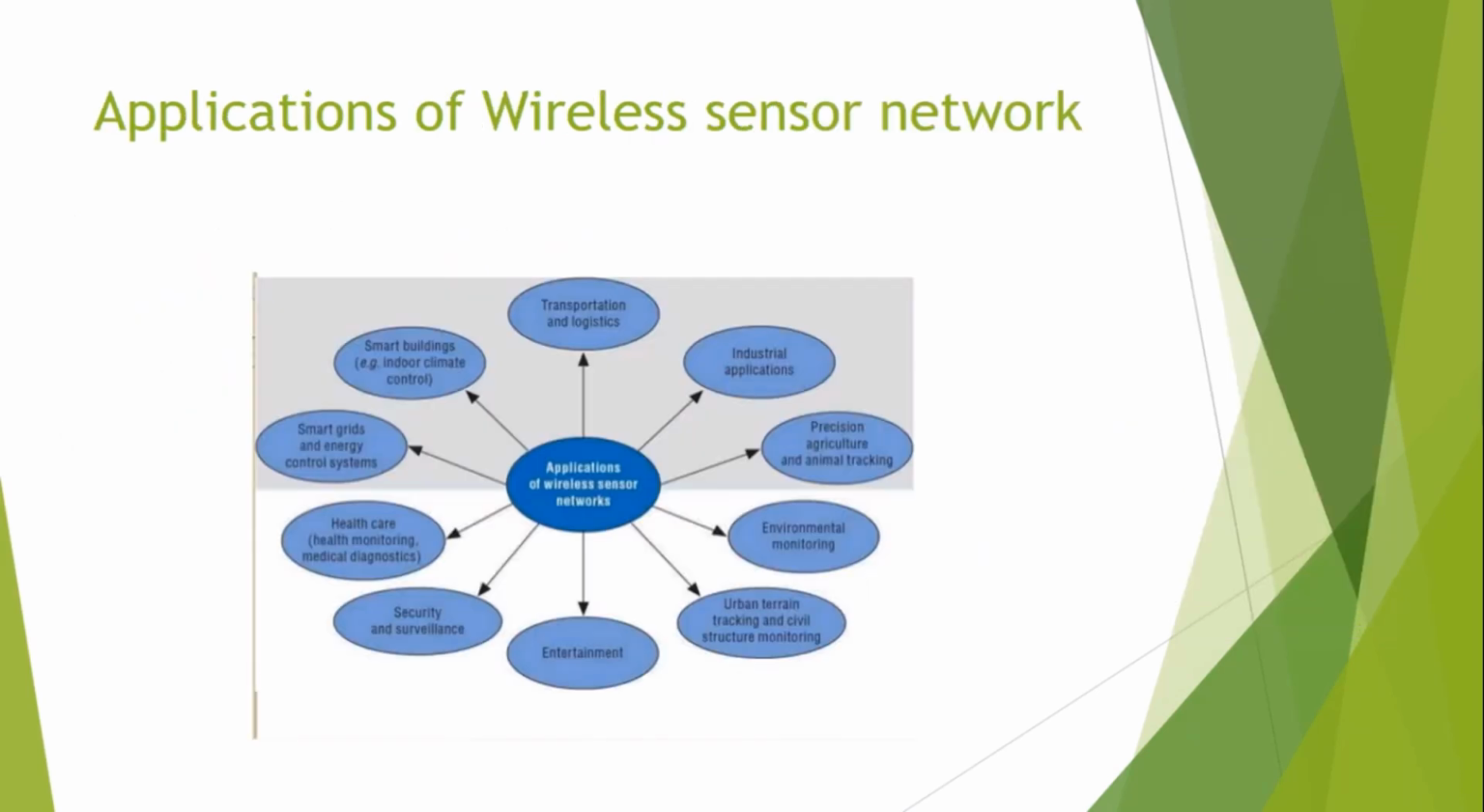Here you can see some wireless sensor network applications. Transportation logistics, industrial applications, precision agriculture, environment monitoring, entertainment, security and surveillance, healthcare management, smart guiding. This is only some of the applications you can find through the internet. There are so many applications for wireless sensor networks.